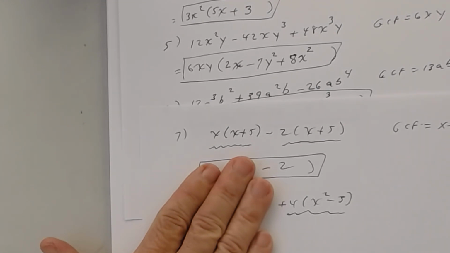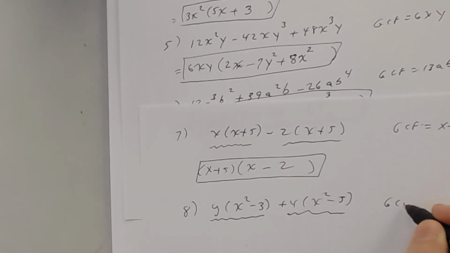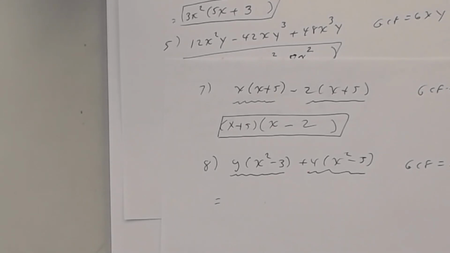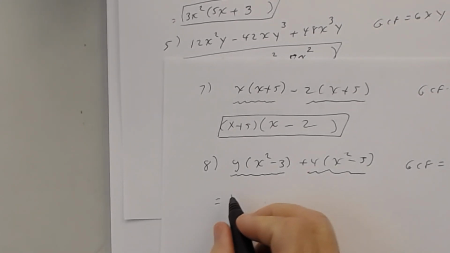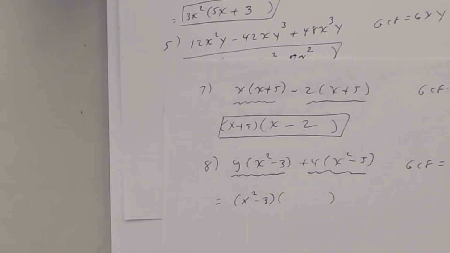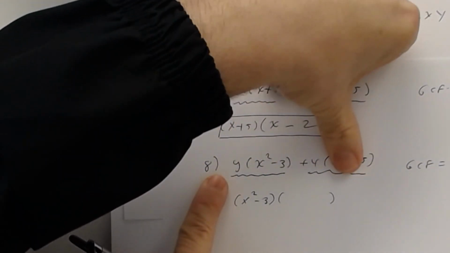X squared minus 3. Yeah, they're both x squared minus 3. Did I say something that they have in common? Yes, x squared minus 3, so that's your GCF. So you're going to rewrite the problem as the GCF. Remember we said, take out the GCF. What's my GCF? X squared minus 3. In parentheses times, and then what's left? Y plus 4. If you just cover this part up, you have y and then what?